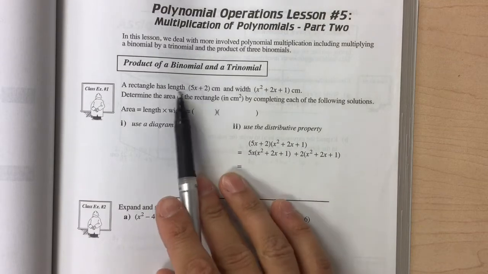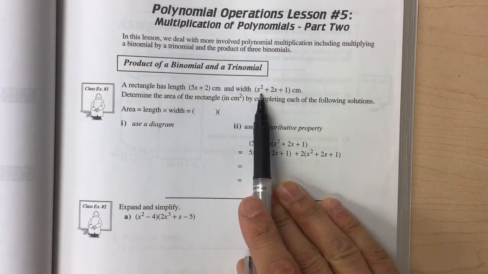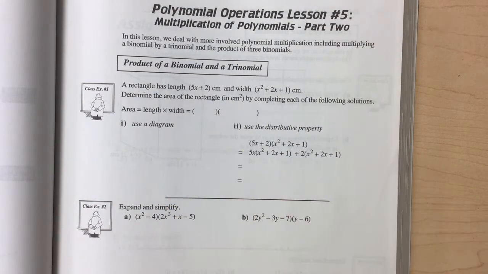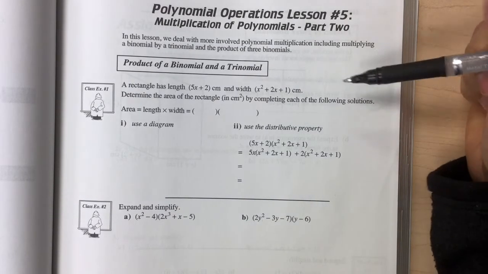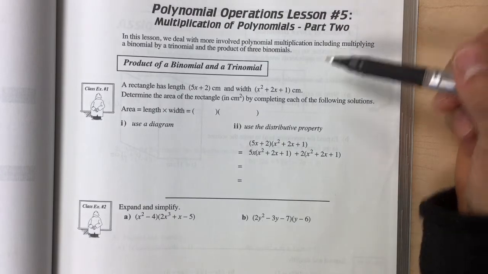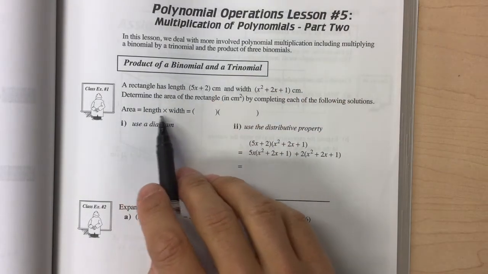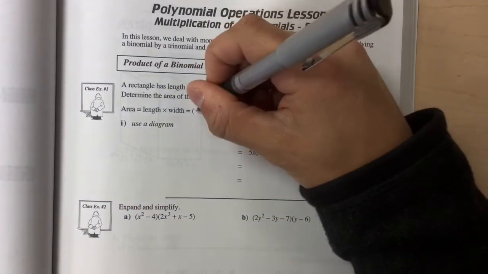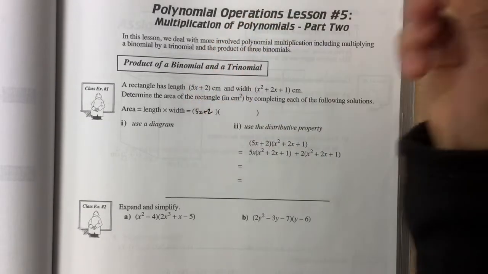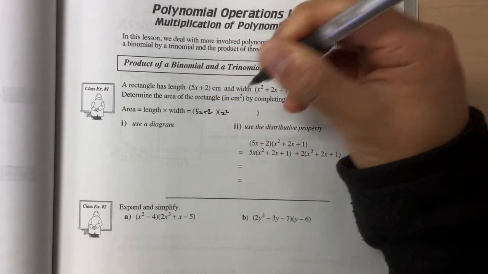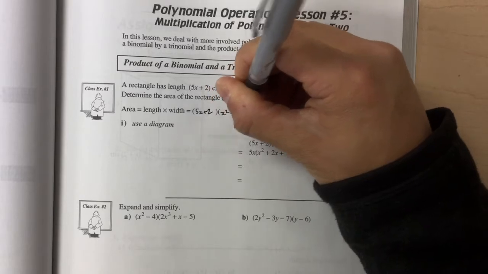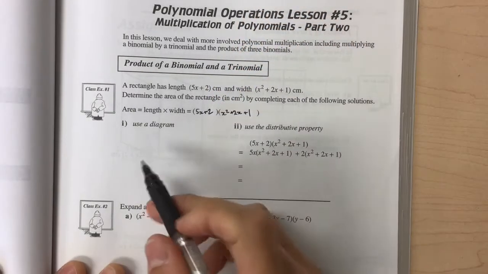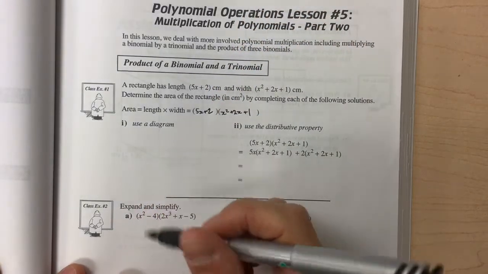A rectangle has a length of 5x plus 2 centimeters and a width of x squared plus 2x plus 1 centimeter. We want to determine the area of the rectangle in centimeters squared by completing each of the following solutions. First of all, we want to find the area, and that's equal to length times width, so 5x plus 2 times x squared plus 2x plus 1. First way we can solve this is with a diagram.